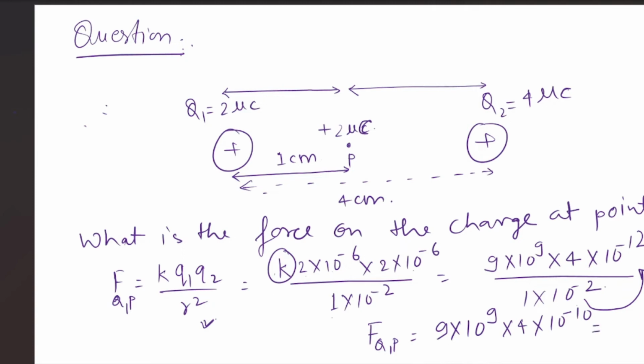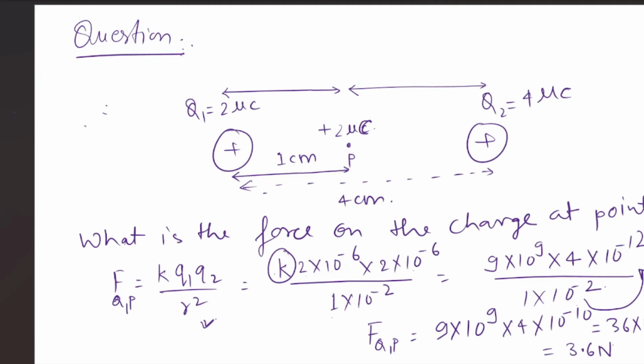When we further simplify this quantity, we get 9 times 4 is 36, so 36 into 10 power minus 1 Newton. It means we will get a force of 3.6 Newton.